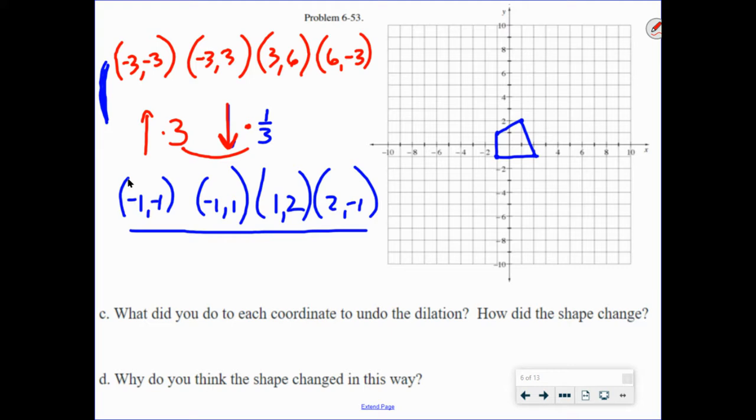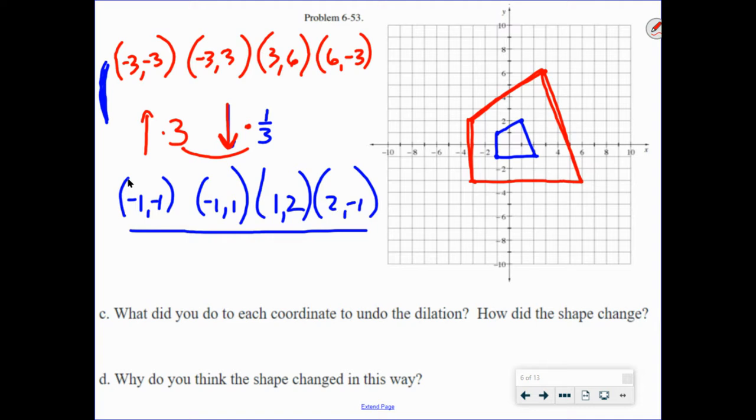Okay, when you graph it, you should have ended up with (-3, -3), (-3, +3), (3, 6), so 1, 2, 3, 6, whoo, all the way up there, and (6, -3), which would be here. So my shape ends up going, this right here in red was the original shape. And I multiplied everything by 1/3, it made it 1/3 of the size, okay? Each side.